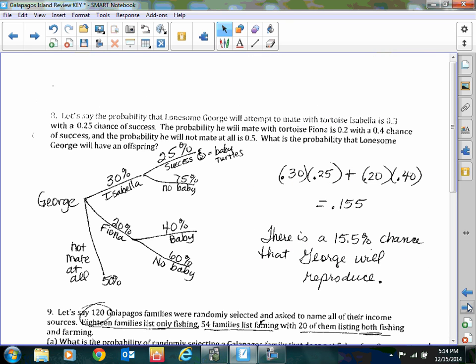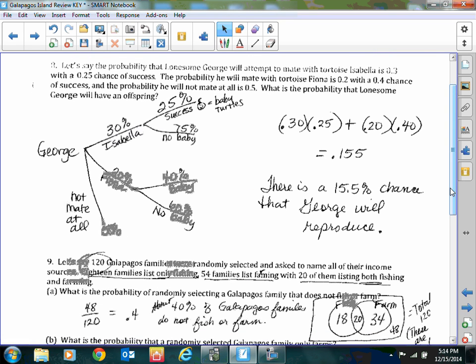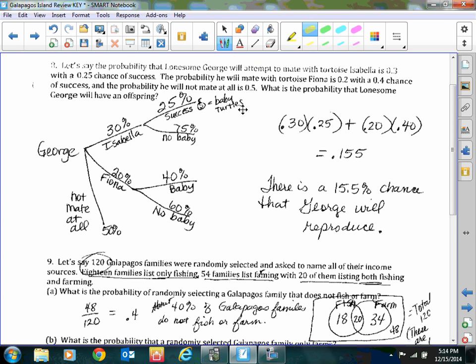Okay, so now, number 8. I also went over this in class. This is conditional because you've got George, and we want to see the probability of him having offspring. The way he could have offspring was 30% of the time he goes for Isabella, and then 25% success from that. Therefore, success with Isabella is 0.3 times 0.25. Add that to the other way he can be successful: 20% of the time he goes for Fiona, but she has babies 40% of the time. So the 20% for Fiona times the 40%, added together, makes a 15.5% chance that George will have offspring.